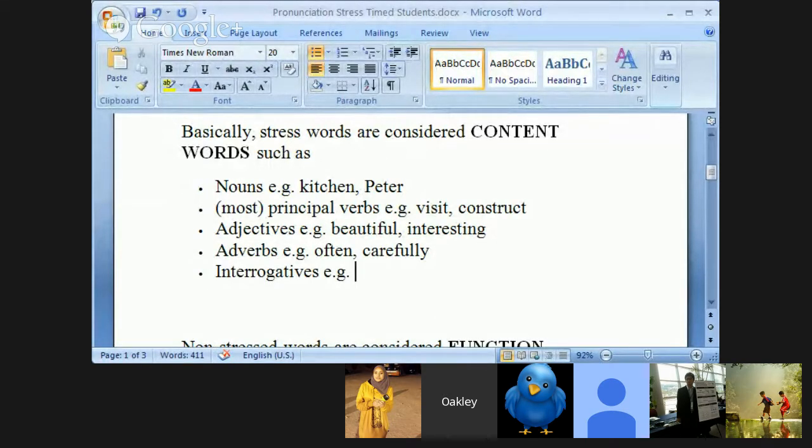Oh, yeah, well, you can type. Emmanuel, do you know what interrogatives are? Can you give me an example? I'm waiting. Okay. Don't know. Okay. All right. Well, anyway.